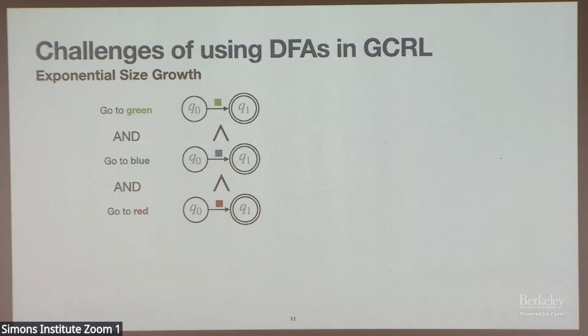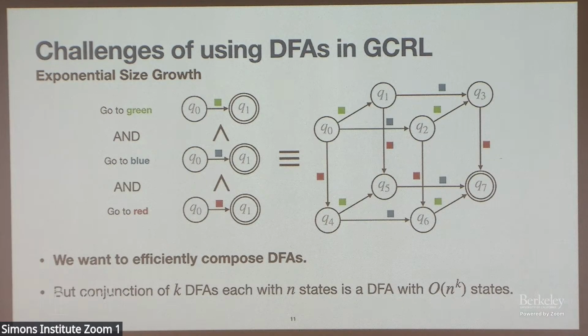And the last challenge is this exponential size growth issue. Specifically, I said these are compositional objects, so we want to efficiently compose them, but the conjunction of, as an example, k DFAs, each with n states, has n to the k many states. So if you just give me large DFAs and want me to take their conjunction, even just symbolically computing that takes a lot of time. So how do we handle this so that we can actually use the compositionality of these objects?